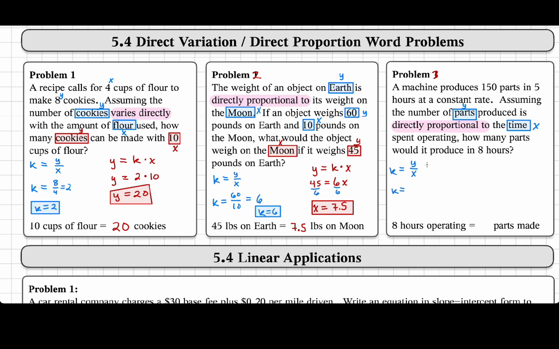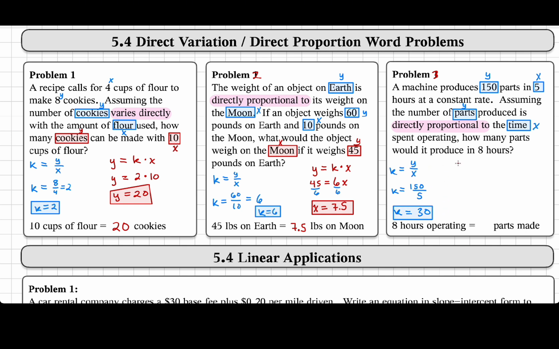So k is equal to, let's figure out, the y comes from the 150. My x is my 5 hours. So 150 divided by 5, which gives us a k value of 30. What that means is it's 30 parts for every hour.